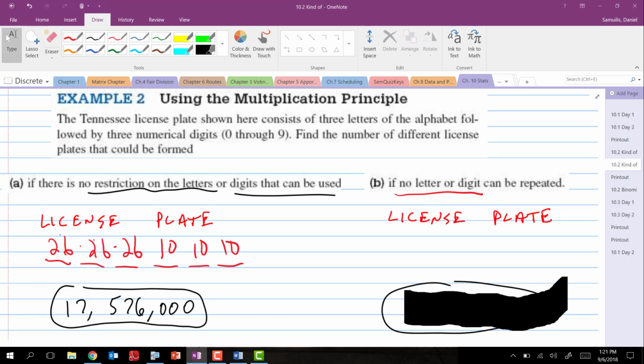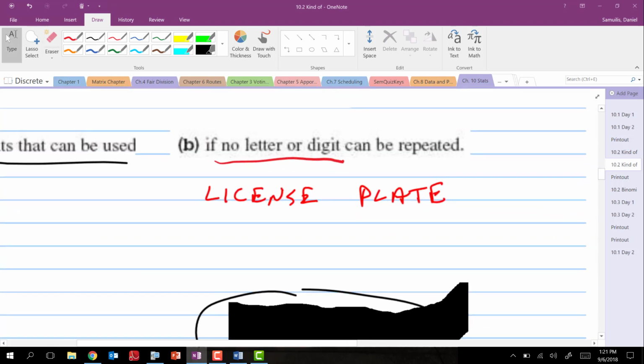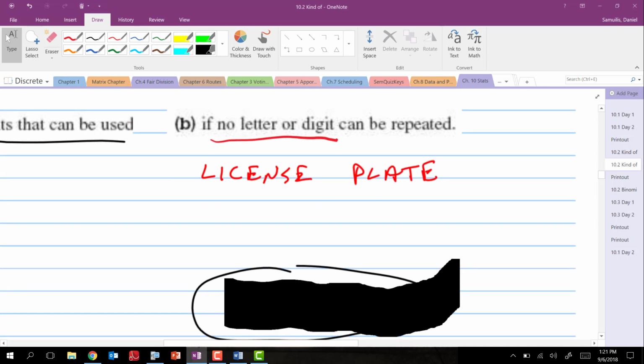All right, and then this is just for, are they reading kind of thing. No letter or digit could be repeated. 26, but then if I can't repeat, what would be the next possibility? 25. And then the next possibility. And then the digits. 10, and then what? 9. And then what? 8.